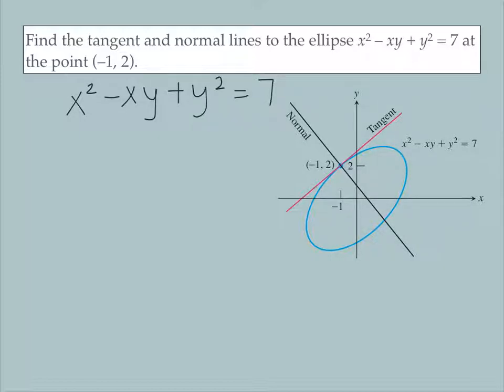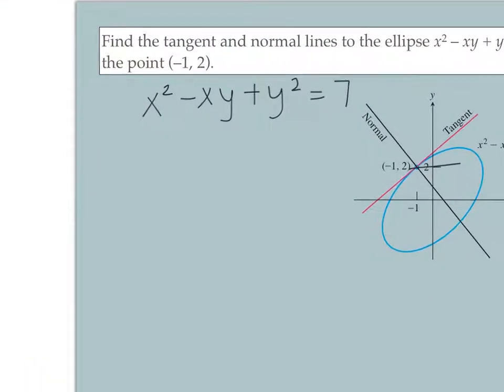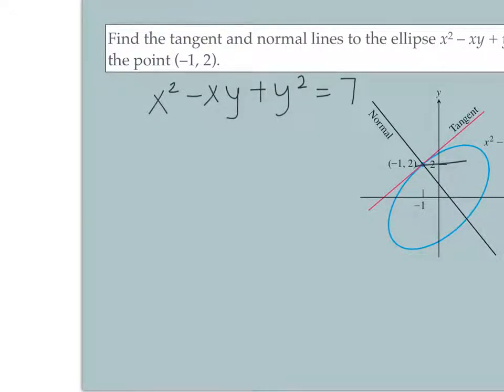Okay. So we have x squared minus xy plus y squared equals 7. Okay, so this is a very, very typical implicit differentiation problem. I really would like everybody to be able to do this, so watch me carefully. So if there's just an x involved, you just take the derivative of it. So x squared is just 2x.